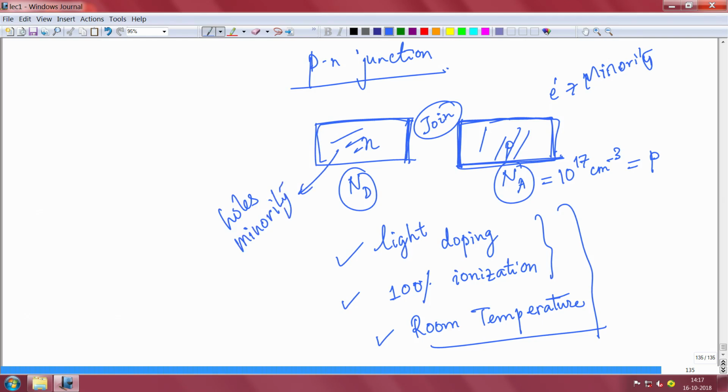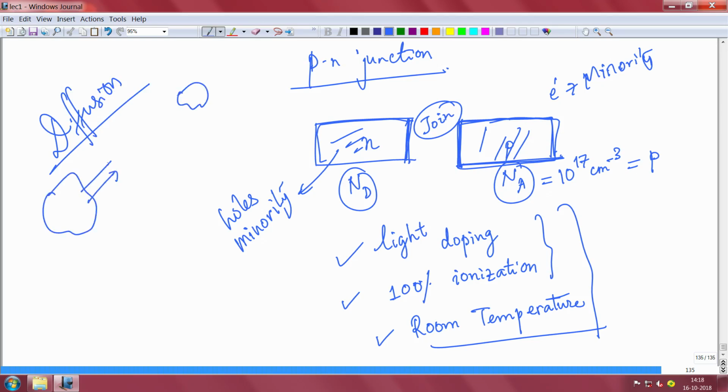Now you recall what diffusion is. Diffusion is whenever there is a higher concentration of something on one side and a lower concentration on the other side, the species will try to move or diffuse from the region of higher concentration to the region of lower concentration. So there are more electrons on this side and very few electrons on this side, which means electrons will try to move from here to there, right? Unless you join them, they will not move because there is a gap of air here, but once you join, they will try to move.